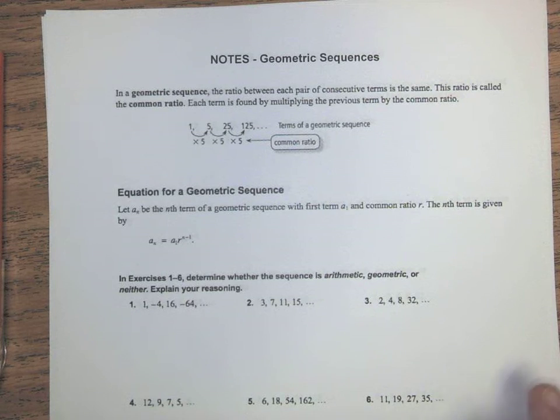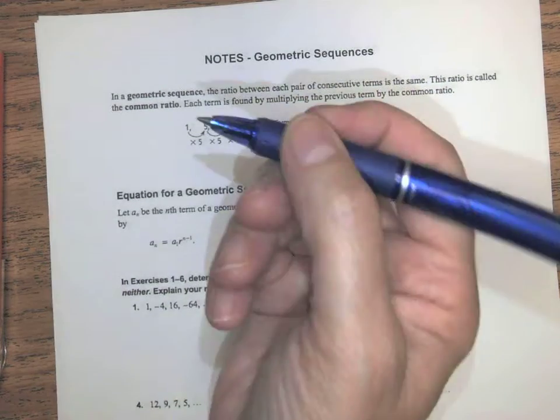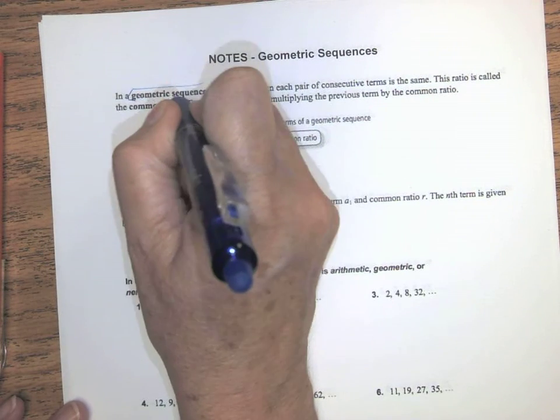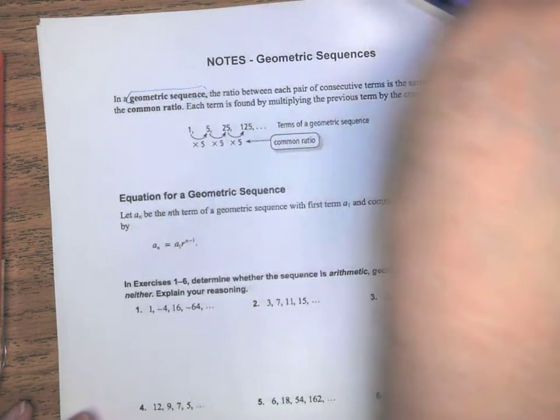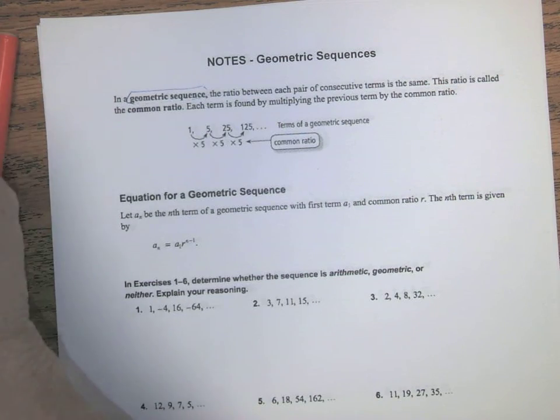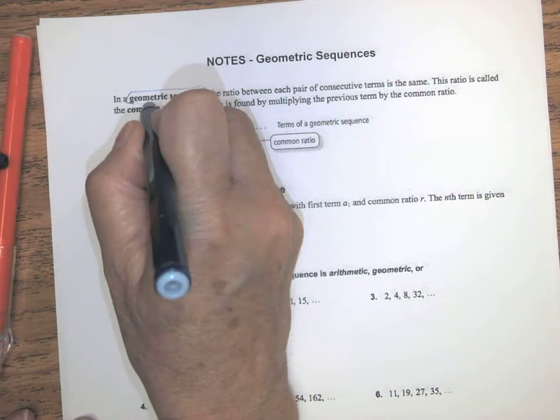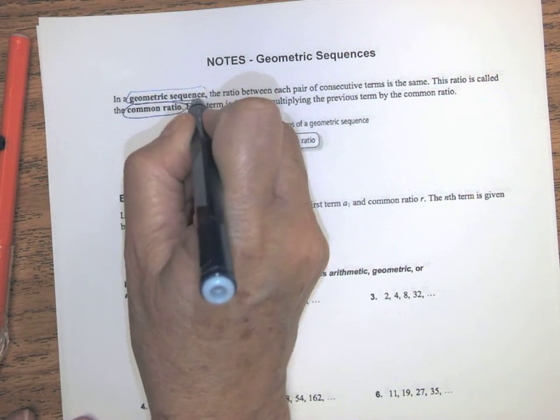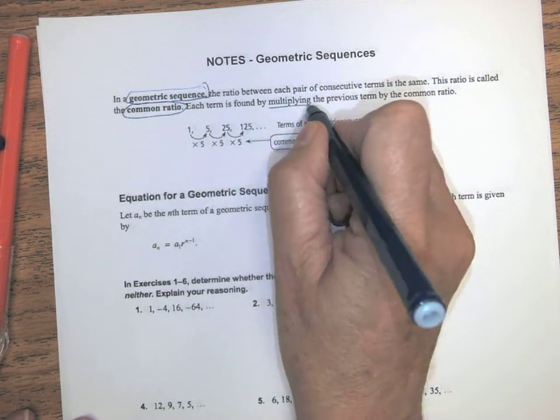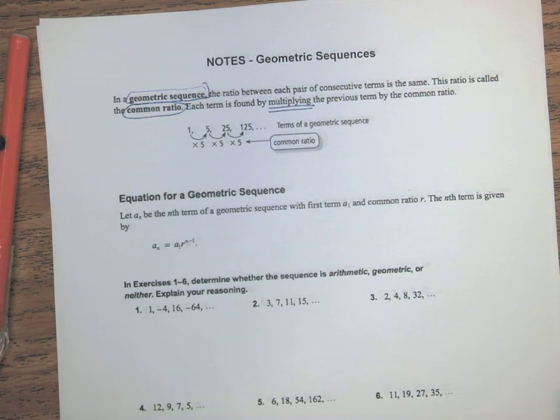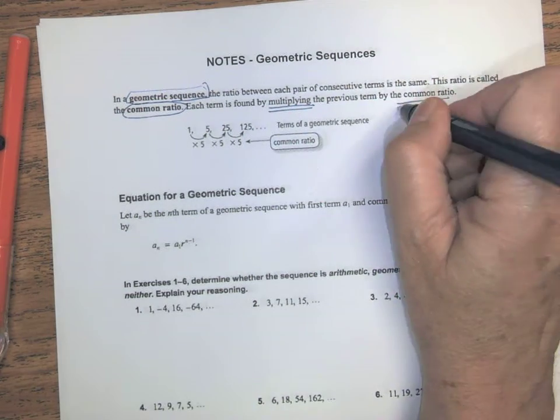Today we're going to discuss geometric sequences. So geometric sequences have a ratio between each pair of consecutive terms called the common ratio. And each term is the previous term multiplied by the common ratio.